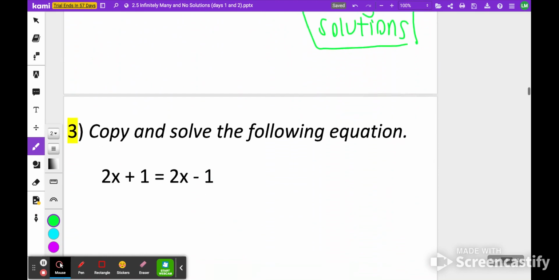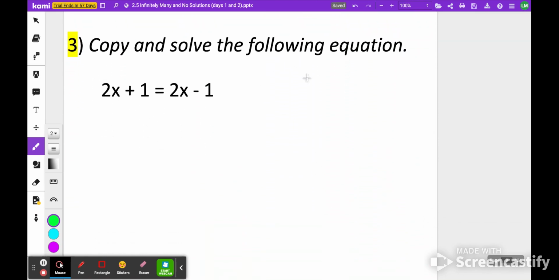Example 3, again with the same idea, copy and solve the following equation. Try this one for sure on your own if you haven't tried any of them on your own yet. Pause this video now. When you're ready to check it, go ahead and click play.